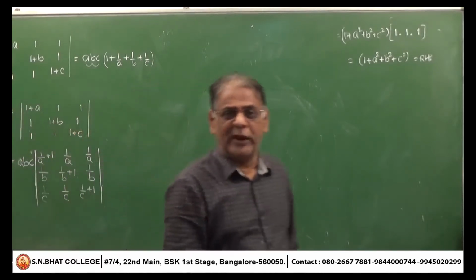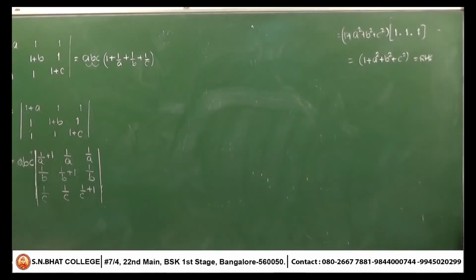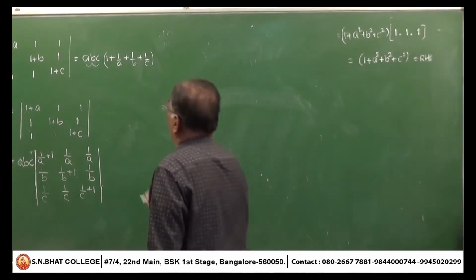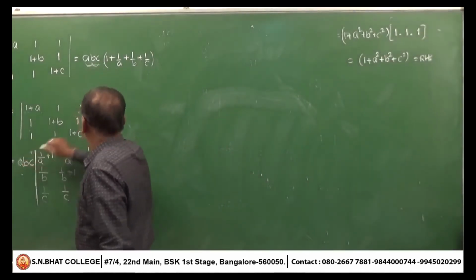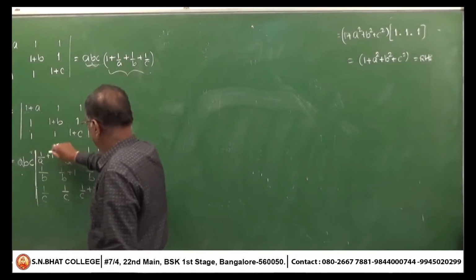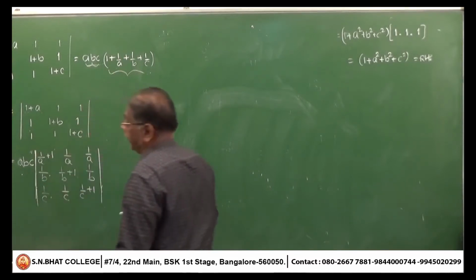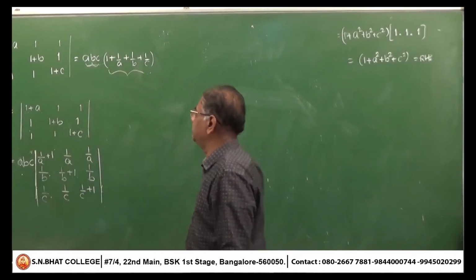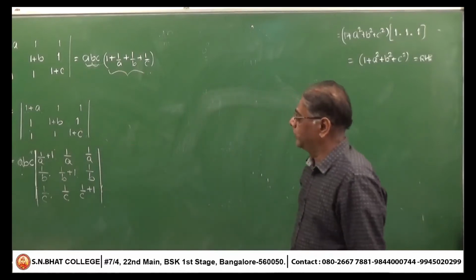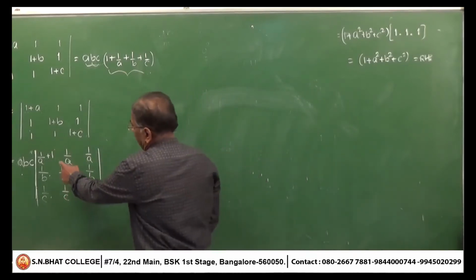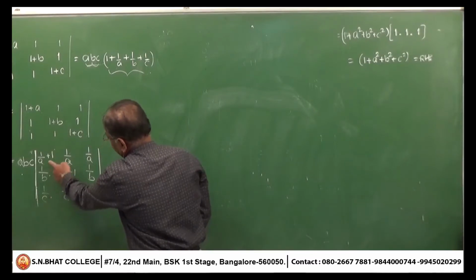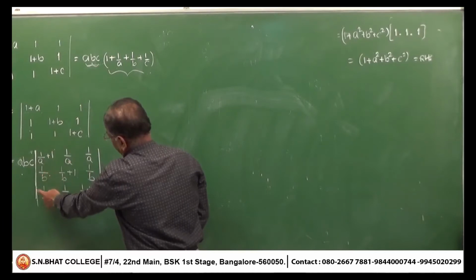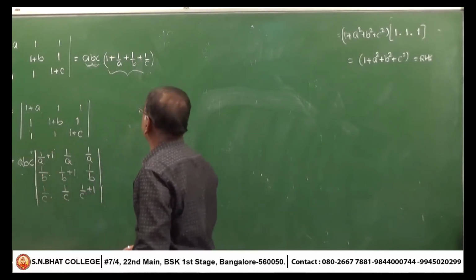I have taken A common factor from R1, B common factor from R2 and C common factor from R3. I got half of the answer, ABC. How to get this as a common factor? See all the 3 rows, all the 3 columns. When you get 1 plus 1 by A plus 1 by B plus 1 by C as a common factor, it means if you add all the 3 rows, you get 1 plus 1 by A plus 1 by B plus 1 by C as a common factor.